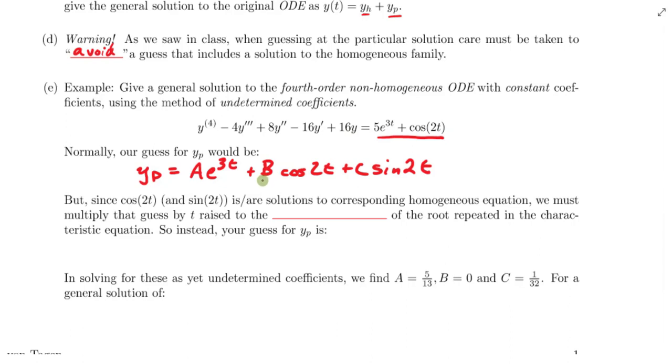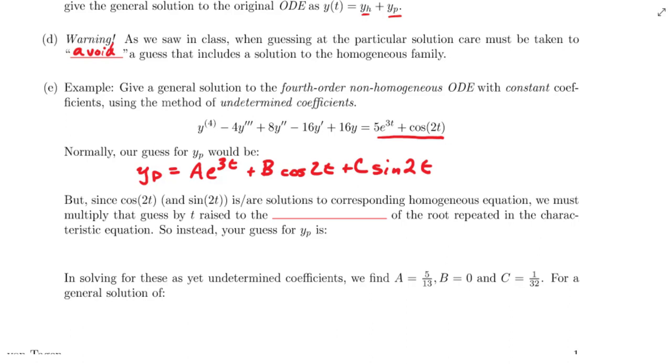And so having this structure for our guess, b cosine 2t and c sine 2t, those derivatives would eventually repeat themselves, and we'd have all possibilities of the structure for this guess at the particular solution.